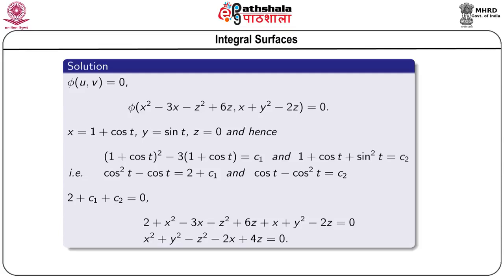Therefore, the equation of the required surface is 2 plus x square minus 3x minus z square plus 6z plus x plus y square minus 2z equals 0, and this relation is obtained from 2 plus c1 plus c2 equals 0 and substituting the values of c1 and c2. So, after simplification, this is the required equation of the surface: x square plus y square minus z square minus 2x plus 4z equals 0.